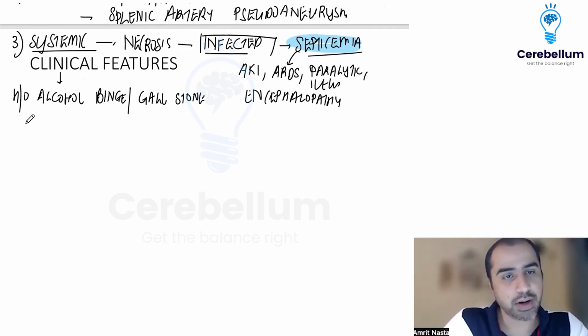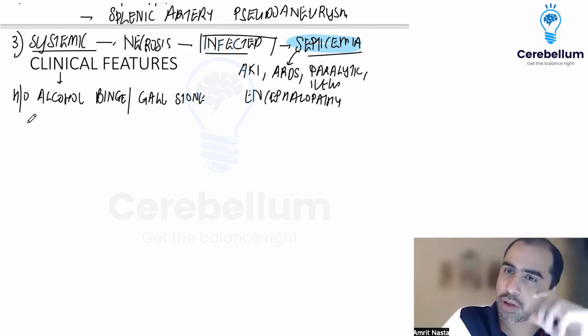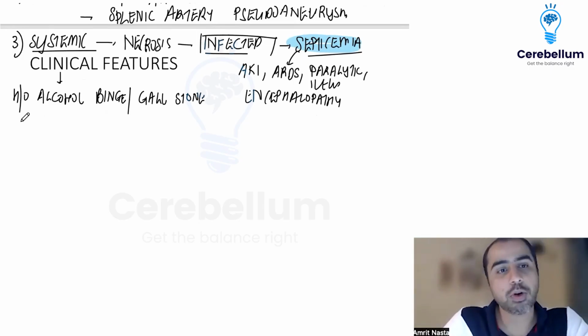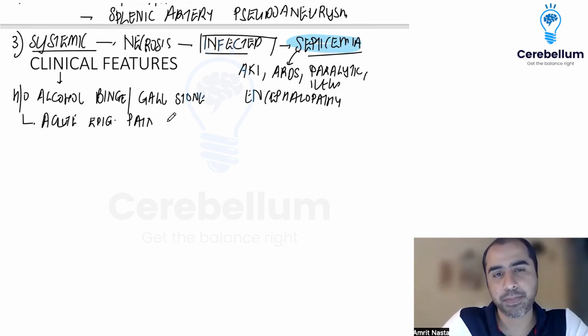And now the person will come with, so like, New Year pe bahut sara daru piya, and next day he started getting some problem. What problem will he get? He will get acute epigastric pain radiating to back. It's very classical.